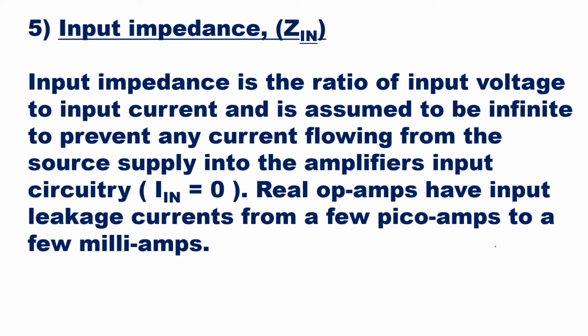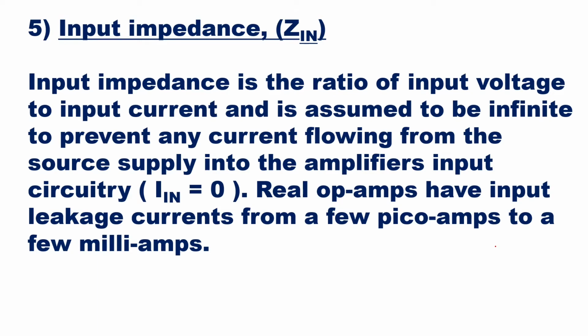assumed to be infinite. It is a very high value. It is a high input impedance circuit, op-amp circuit. It is assumed to be infinite to prevent any current flowing from the source supply into the amplifier's input circuitry. I in is equal to 0. When the input impedance is very high, the current flowing is 0.